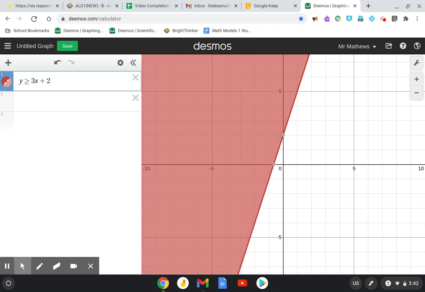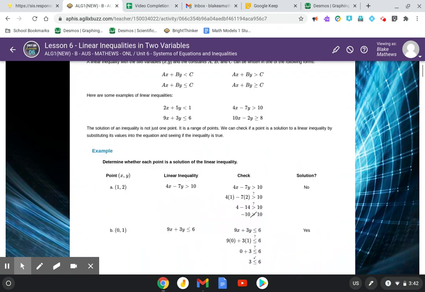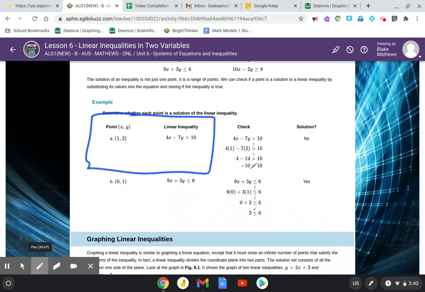So anything in the shaded region or on the line itself would be a solution, whereas that's not true when it's a dashed line. When it's a dashed line, points that appear on the line are not considered part of the solution. And that's the first thing they're going to have you do in this lesson. They're going to give us a point and a linear inequality, just like what's in the box there. And then they're asking whether or not that point is a solution.